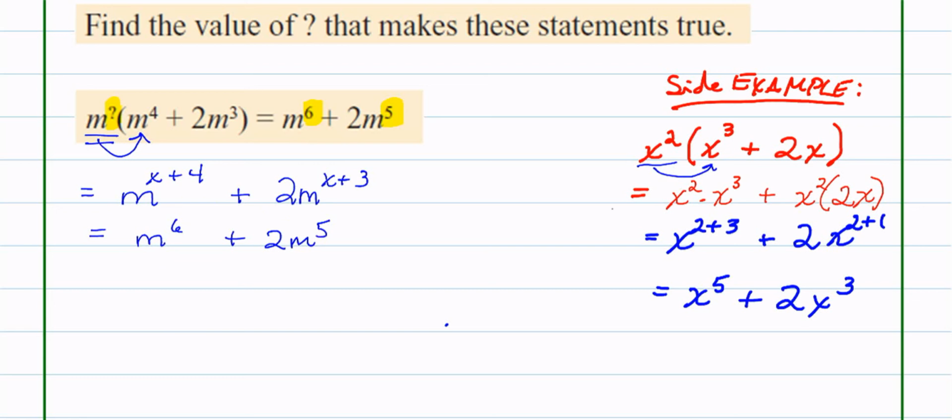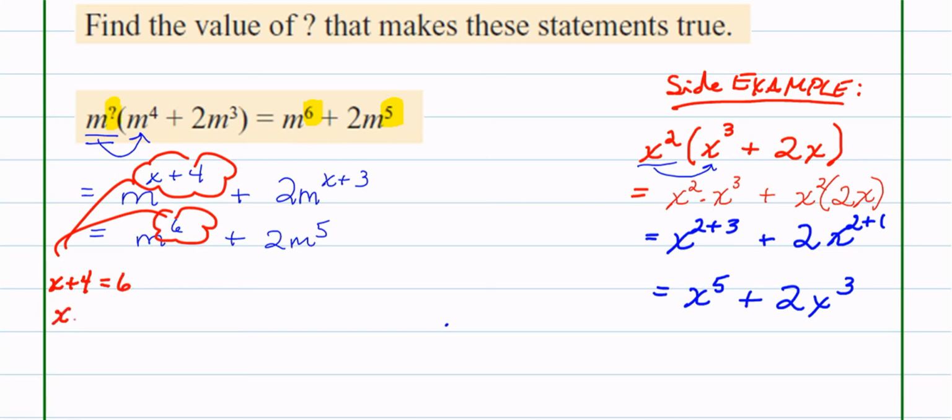Let me write this on the side to make it perfectly clear. So we're going to take this and come out to the side, and we want x plus 4 to be 6, right? So solve for x. Subtract 4 from both sides. You're going to end up with 2. So we want there to be a 2 on that m.